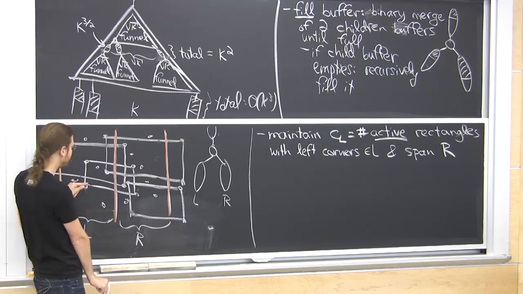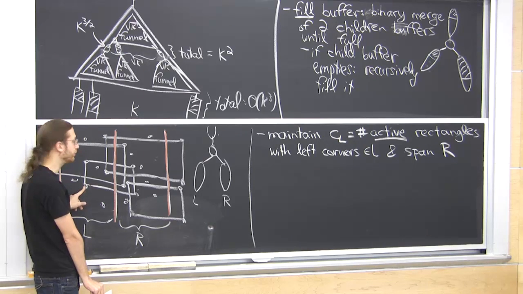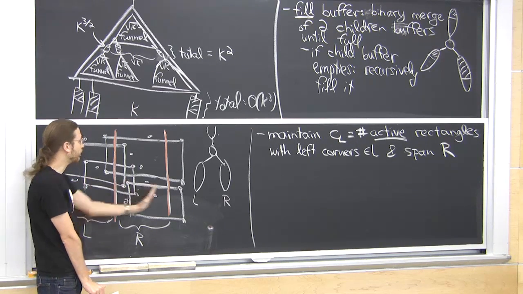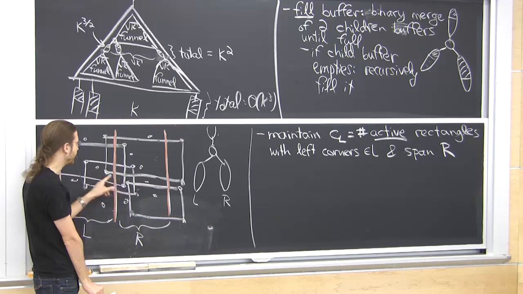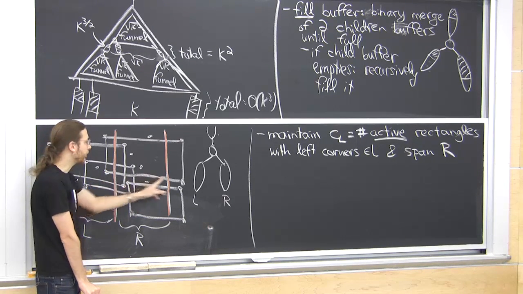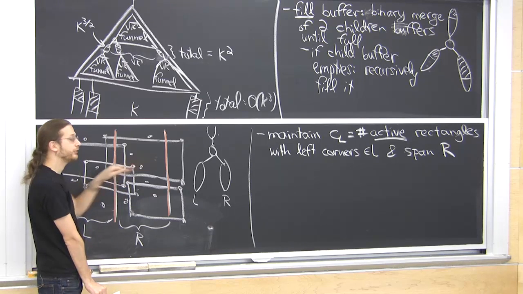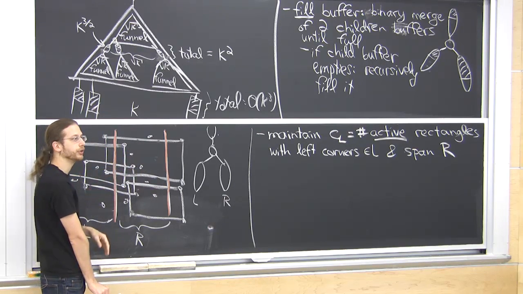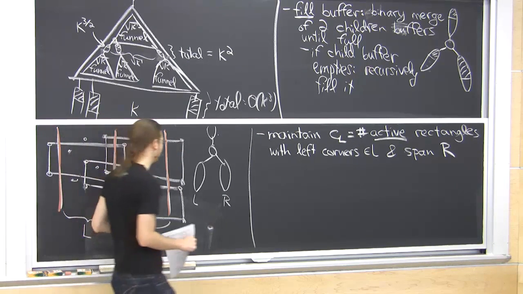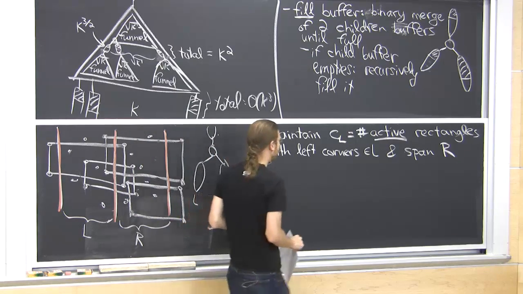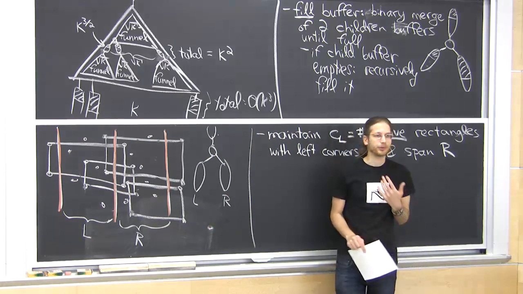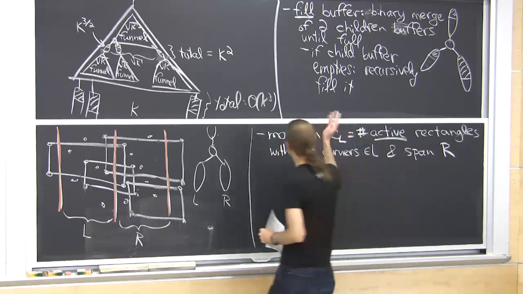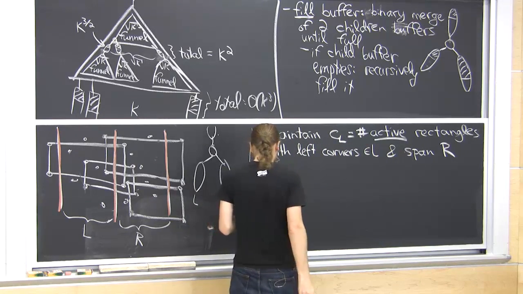So whenever we visit a left corner of a rectangle, a lower left corner, we ask, does this rectangle go all the way across? This one does not. By the time we get to here, this one goes all the way across R, and so we increment CL. And when we get to the upper left corner, we decrement CL. We say, oh, that rectangle's over. So it's very easy to do in constant time, but it's only going to be 1 over B memory transfers per one of these, because it's a nice cheap merge.